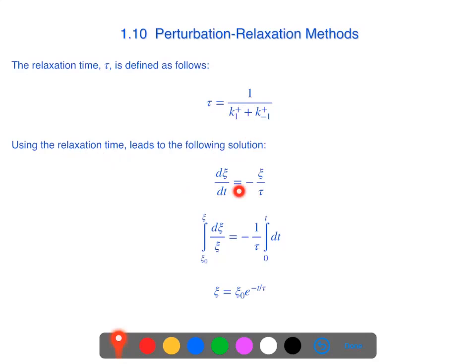So d xi dt now becomes equal to minus xi over tau. If we rearrange this expression slightly by bringing xi down and dt up, and integrating both the left and right hand sides with their respective limits, we're left with the following integral. And this is the same integral that we've seen for first order reactions. So no surprise that after we carry out the integration of both sides, we're left with an exponential form, where xi is equal to xi naught e to the minus t divided by tau.